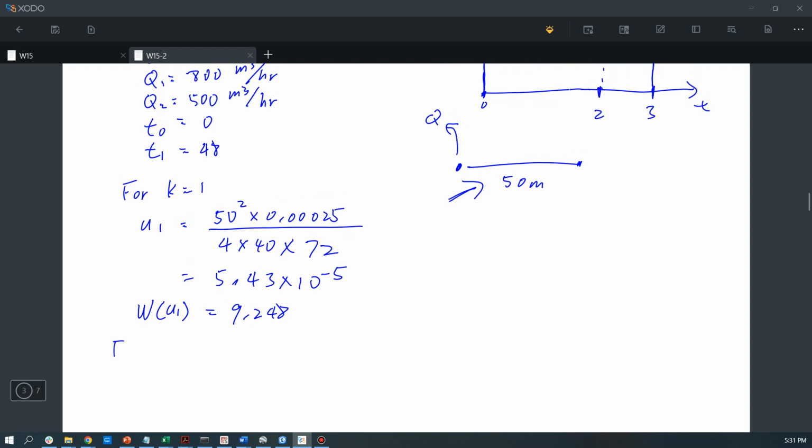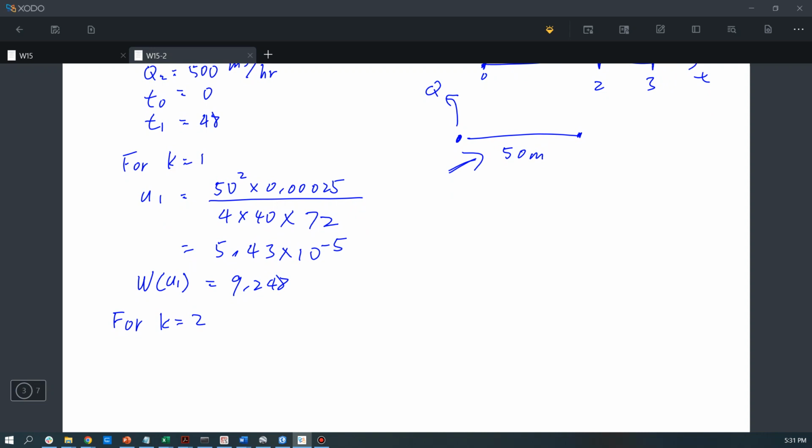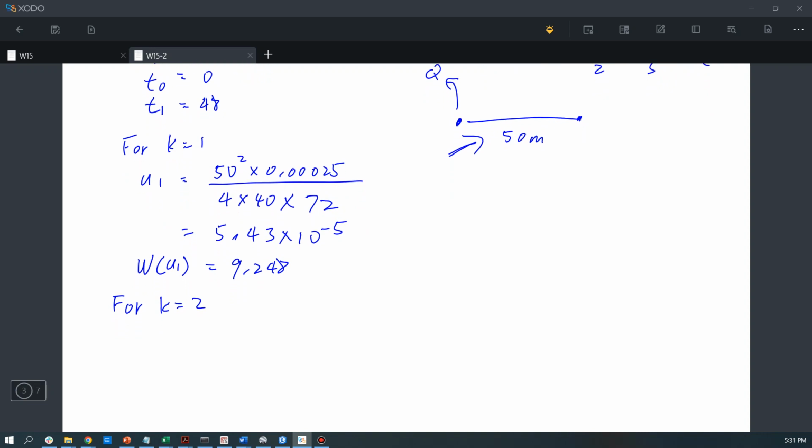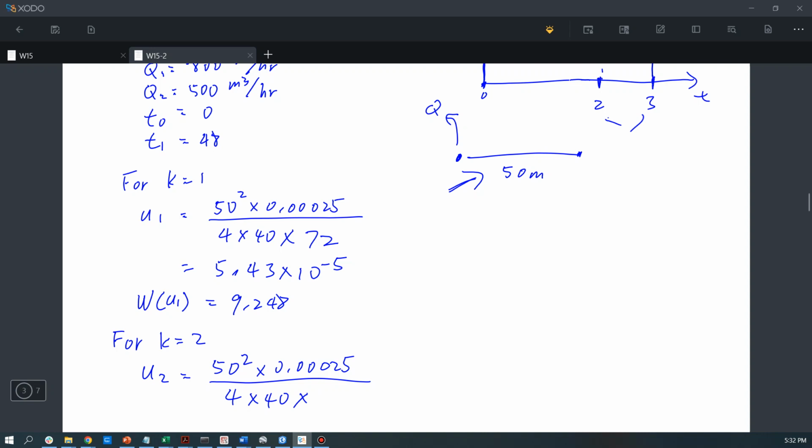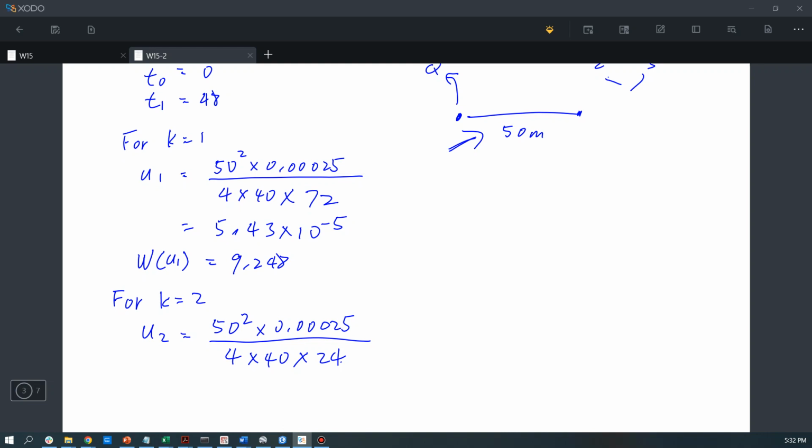And for segment 2, we have U2 equal to, the distance is the same, times 0.00025 divided by 4 times 40 times the last period, which is 24 hours. So this is the difference.